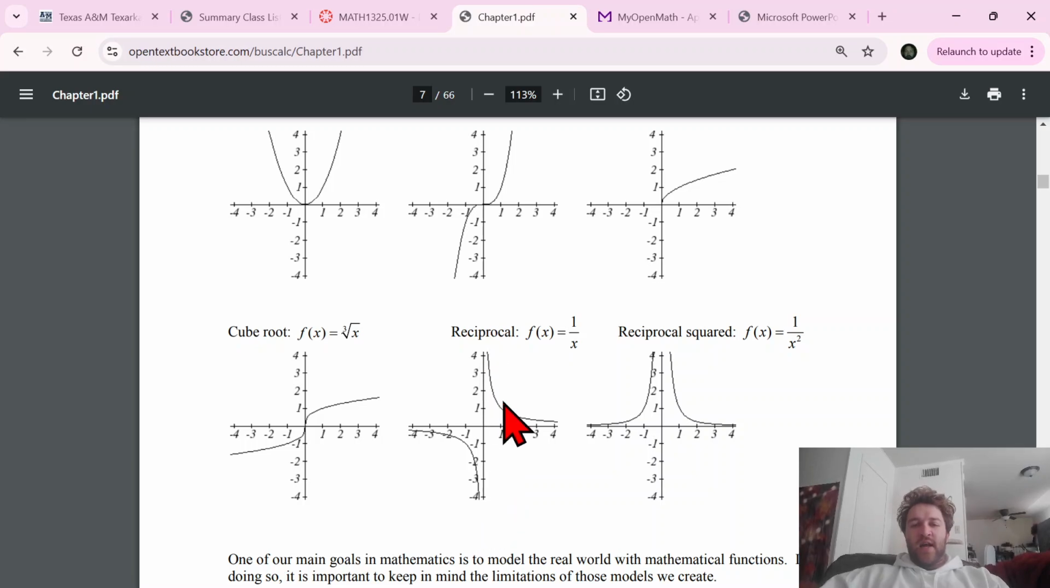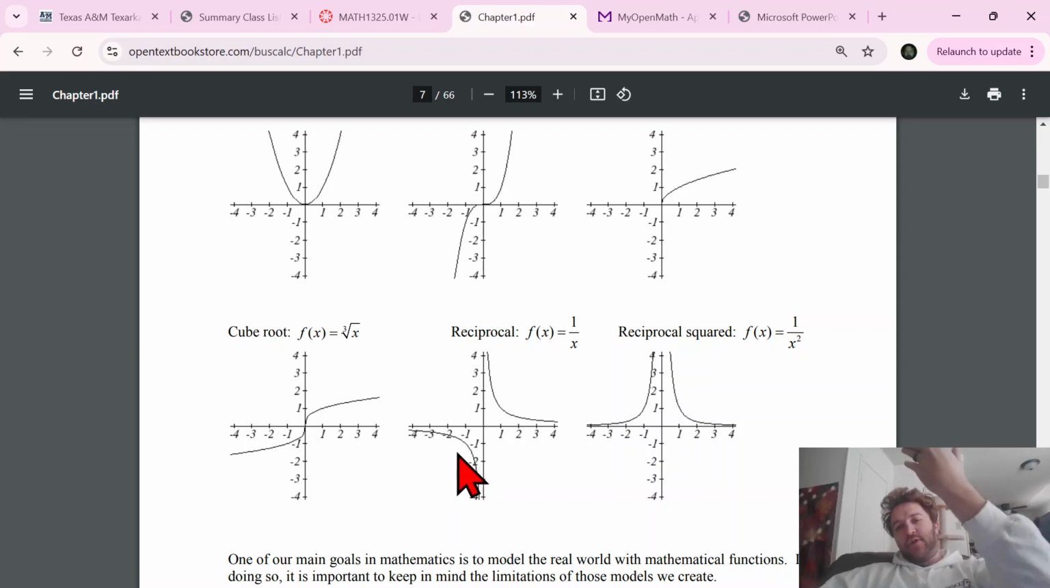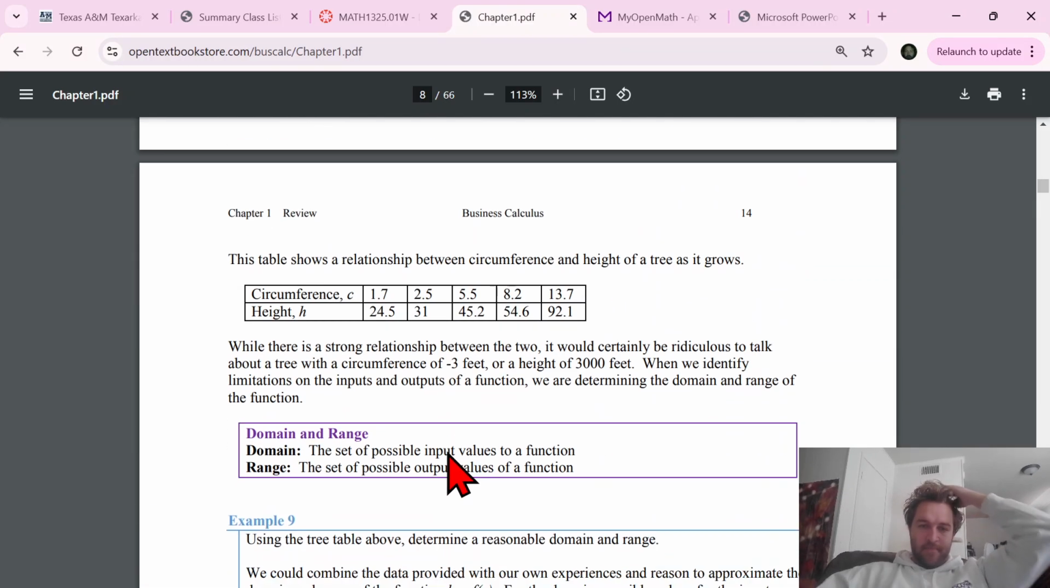The reciprocal is this kind of funny looking crosshair looking deal. And the reciprocal squared, it does exaggerate the curvature of this a little bit, but you'll notice that the effect it has is it takes the left hand side of the reciprocal function and just flips it up over the x-axis.